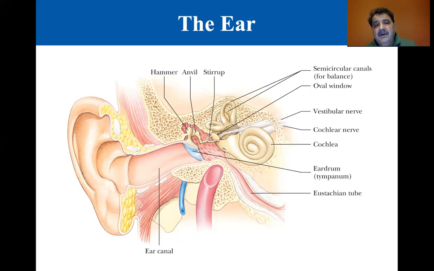The ear hits the hammer, which vibrates the anvil, which vibrates the stirrup, and causes the vibrations to go down the cochlea, and the cochlea resonates with the different sounds that it hears, and it turns it into hearing. But there's a whole lot more to the ear.